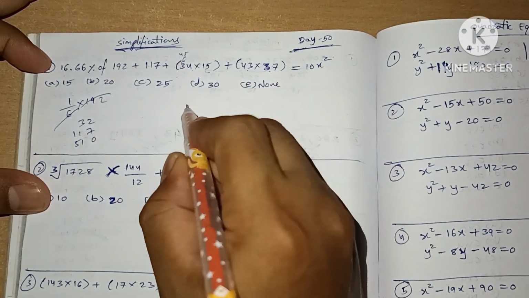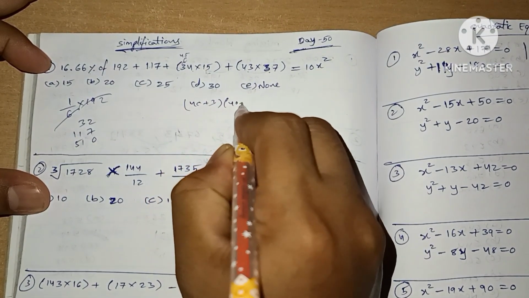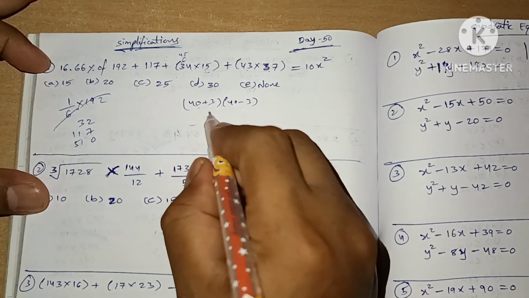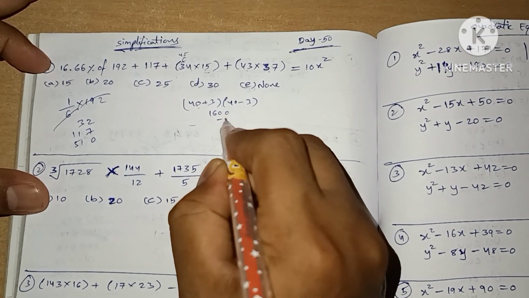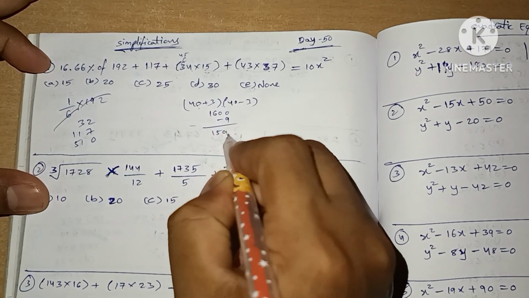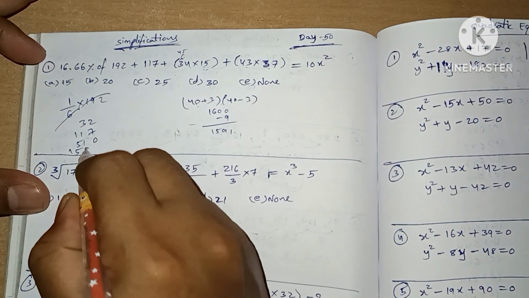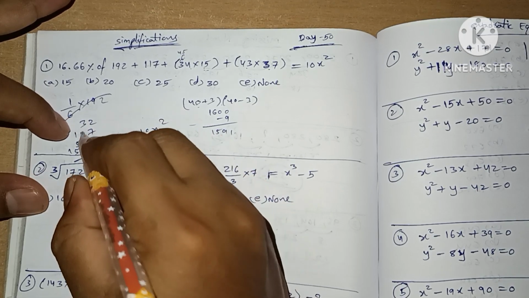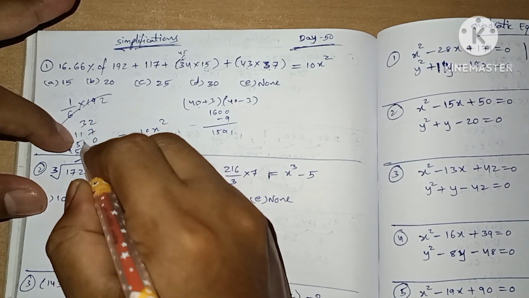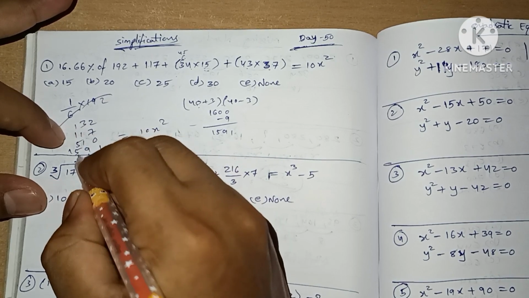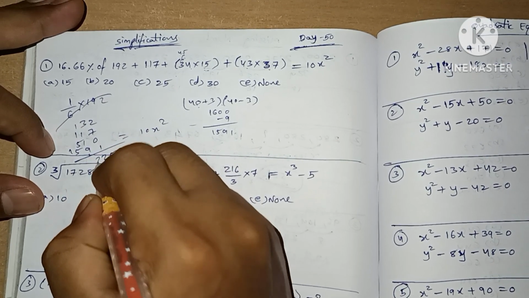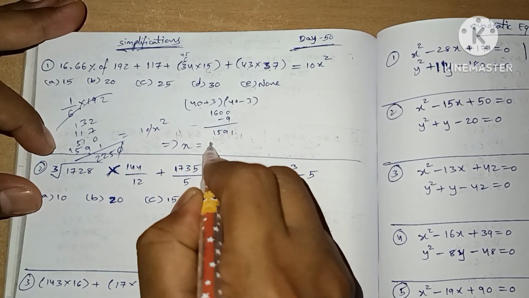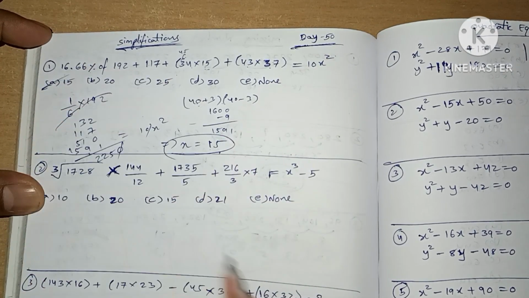Next, it looks like 40 plus 3 into 40 minus 3. So a plus b into a minus b, the formula will be a square minus b square. A square, which is 1600, and b square, which will be 3 square, which is 9. So we get 1591. 1591 whole equals to 10x square. So totally we get here 0. This will be 10, 15, and this will be 10, 12, 2, 2, 5, 0, and 0, 0 cancels, and we are left with x square equals to 225. So x is 15. Answer option A, 15 is our answer.